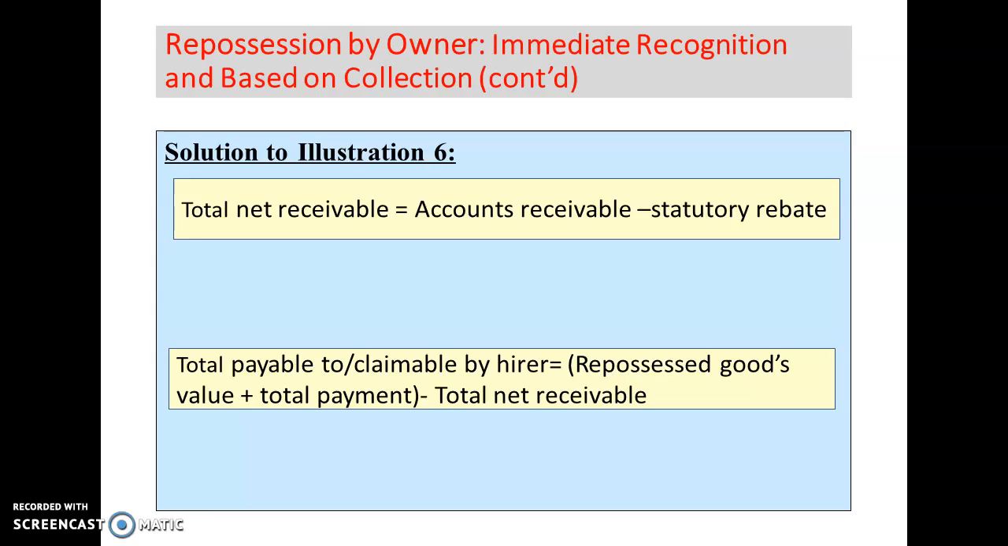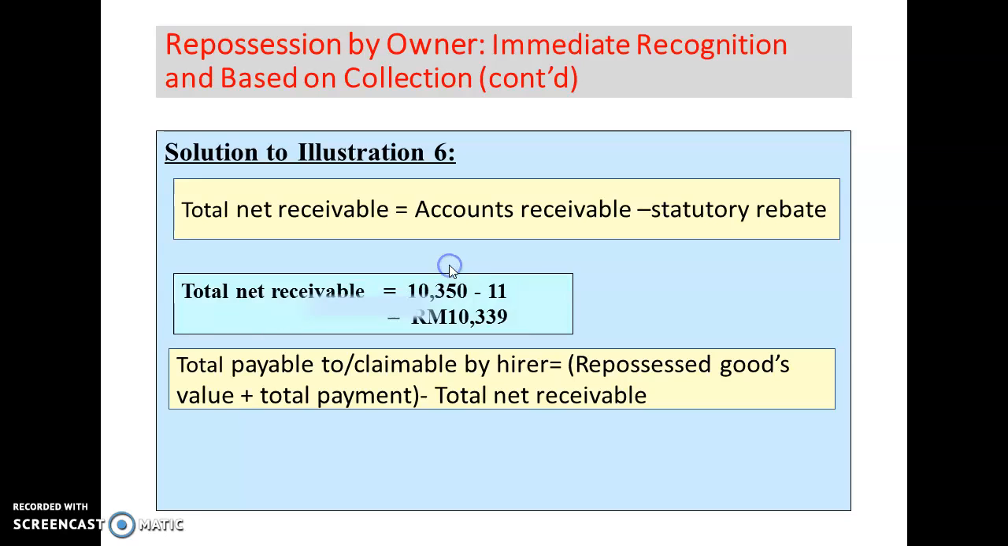How we calculate it, in the book of owner, it will be the amount receivable. So how much is the amount receivable? It will be based on the hire purchase price, which is the deposit of 1,000 plus total installments. The total installment is 780 times 11 months plus 770 for 1 month. So altogether, the hire purchase price is 10,350. But make sure you minus the statutory rebate, which is actually the interest that will not be incurred by the hirer.